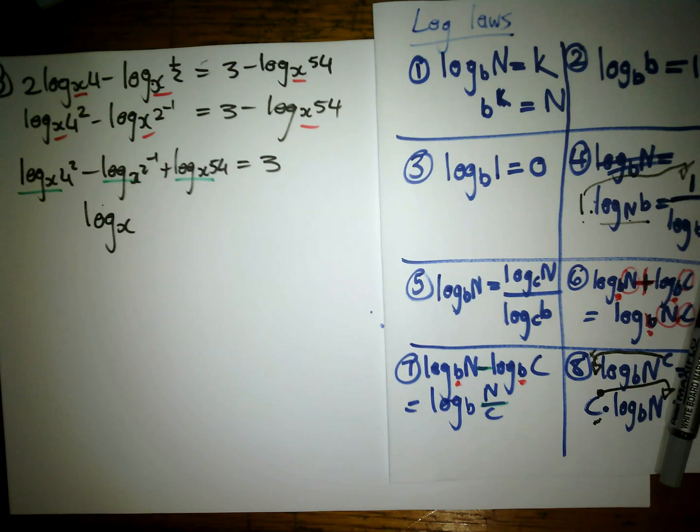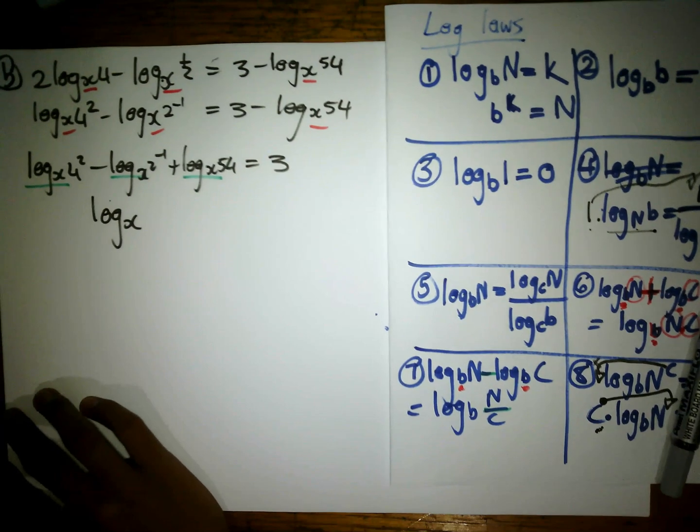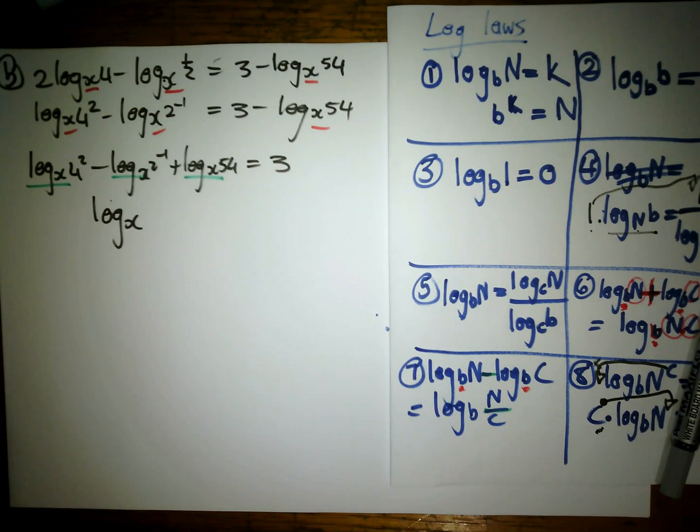Does anybody know how to write this from here? Does anybody know? Would it not be? That's going to be number there. I'll give you 4. Okay, 4 to the power of 2 minus 2 to the power of, well, over 2 to the power of 1 plus the 54.